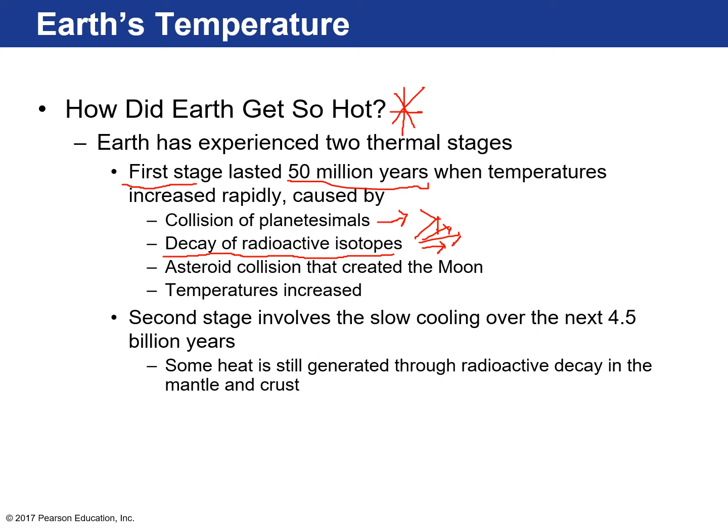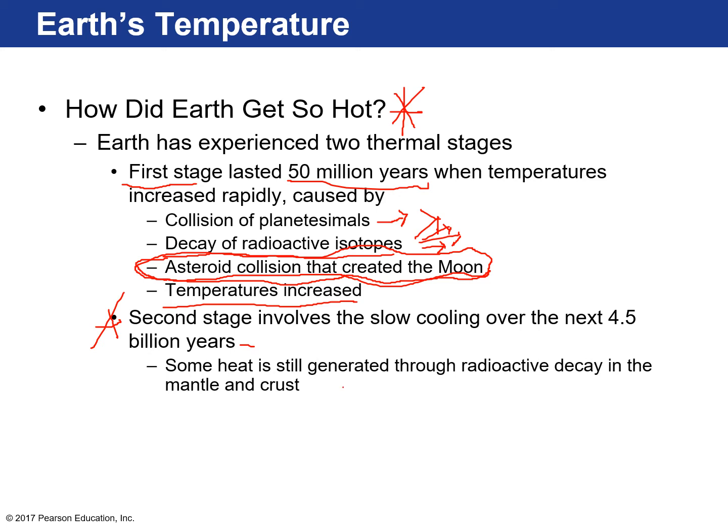Another major event that occurred was the collision that created our moon. Here it says an asteroid collision, but I've also read that it's believed the moon was another small planetesimal that was orbiting the sun. And this caused the temperature increase. The second stage is what we're experiencing now, the slow cooling over the next 4.5 billion years. The heat from the center of the Earth is radiating outwards. We're on a slow boil, so to speak.